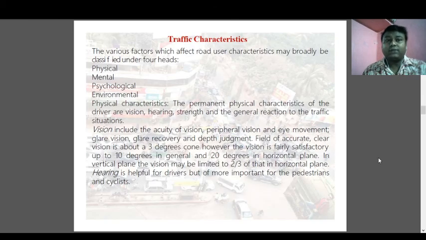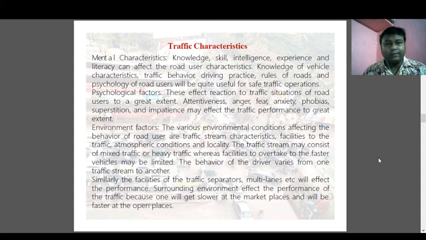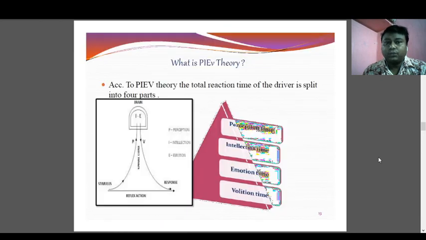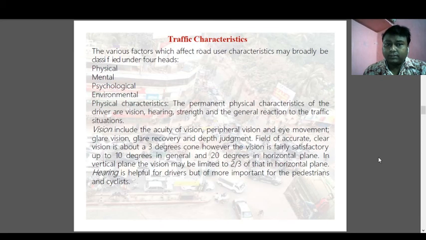Now, what are the traffic characteristics? That was the road users. The second one is the traffic characteristics. The various factors which affect the road user characteristics may broadly be classified as physical, mental, psychological, and environmental. These have already been covered in your previous slide. So I will go directly to the descriptions of what the mental characteristics are, what the environmental characteristics are, and what your psychological characteristics are.